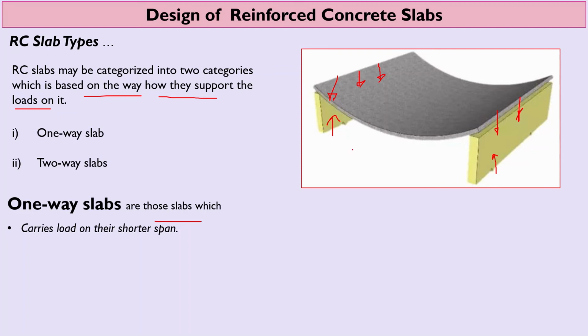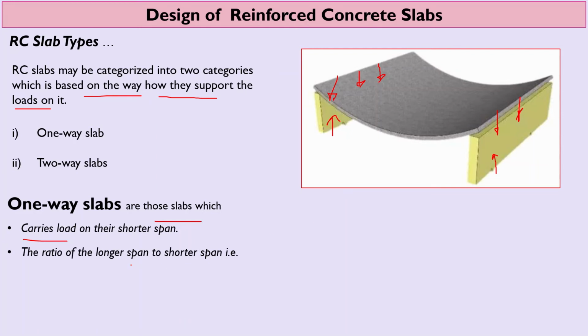So you will be able to understand that whatever the deflection or bending due to the loads, that will be predominantly greater along the longer side of the slab or longer span. So that's why we have mentioned here that a one-way slab carries load on its shorter span.